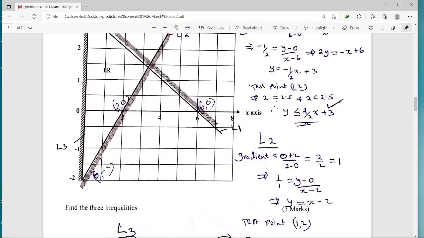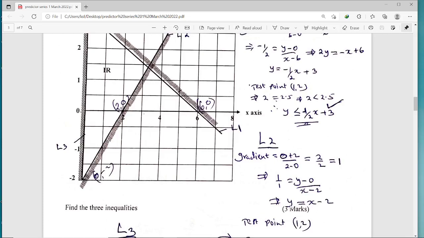So it will be y minus 0 all over x minus 2 equals to 1 over 1. You cross multiply, it will be y equals to x minus 2. That is the equation. So I use the same test point 1, 2. I place 2 here and I place 1 here.